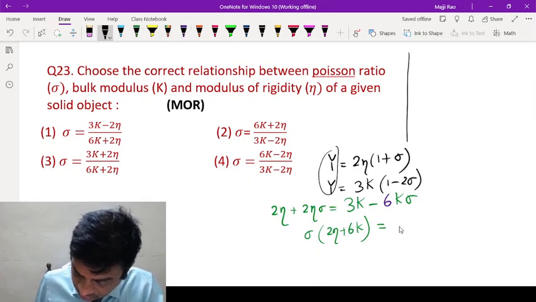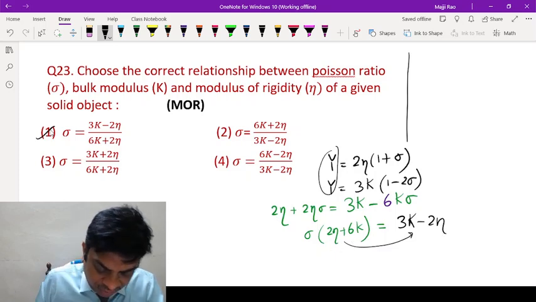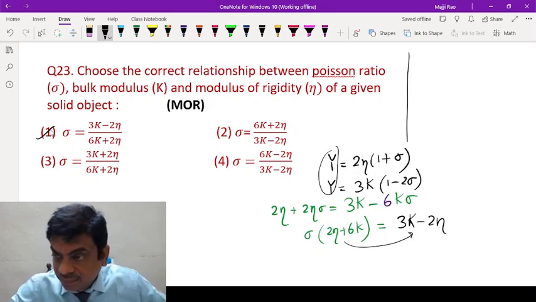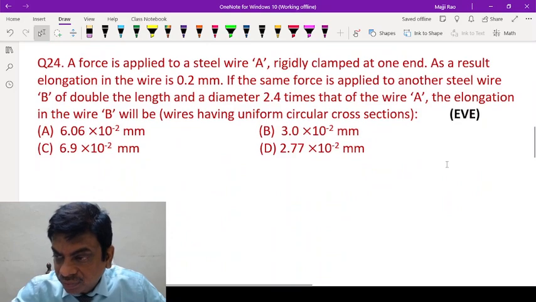And this side you have 3k minus 2 eta. So this goes below this. So numerator is 3k minus 2 eta, denominator is 6k plus 2 eta. So first option is the correct answer. Okay, right. Moving on to the next question.